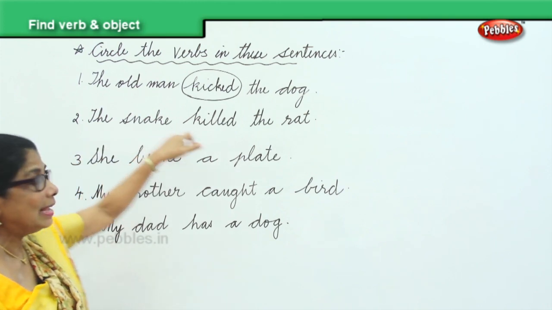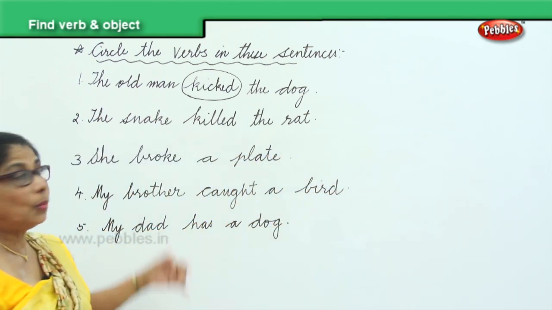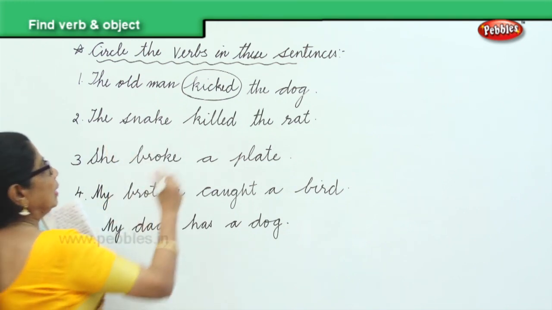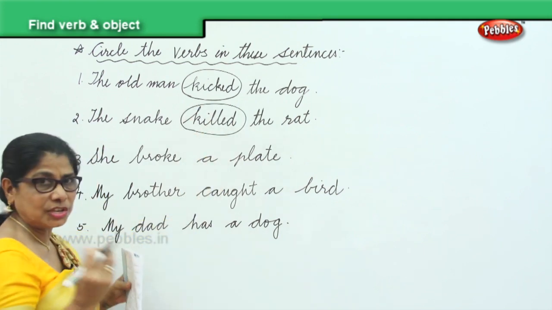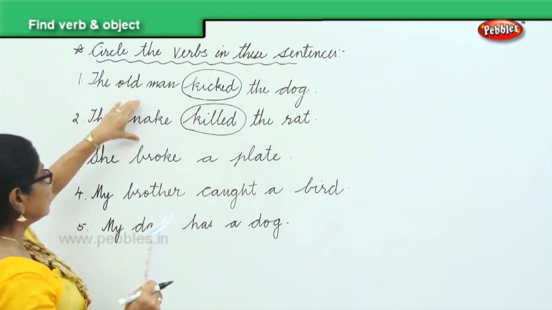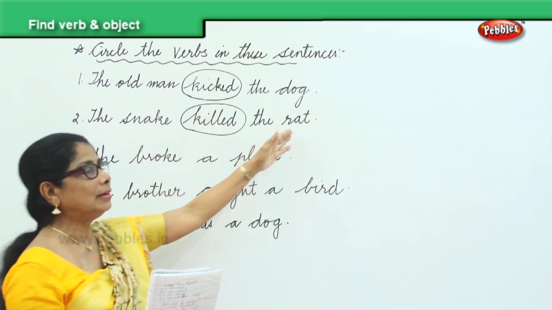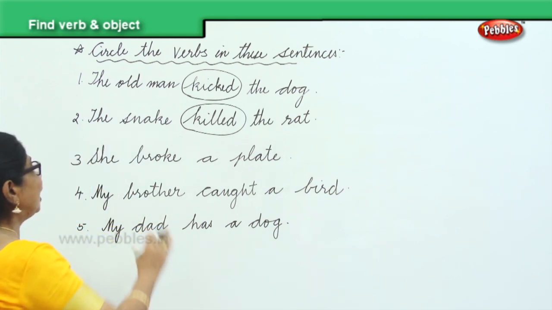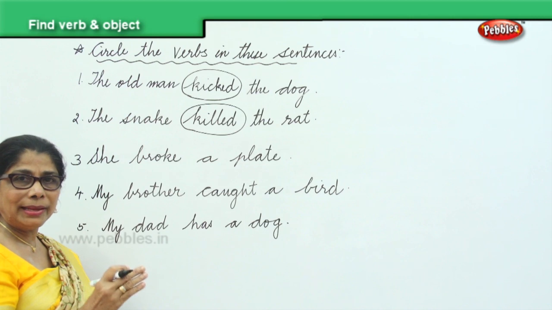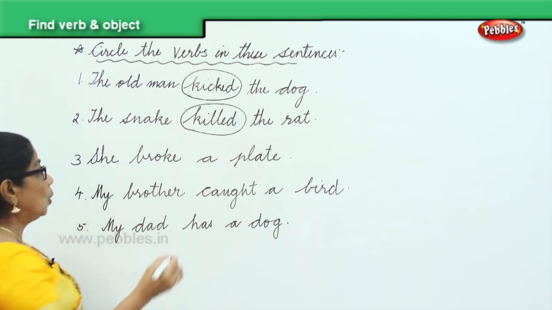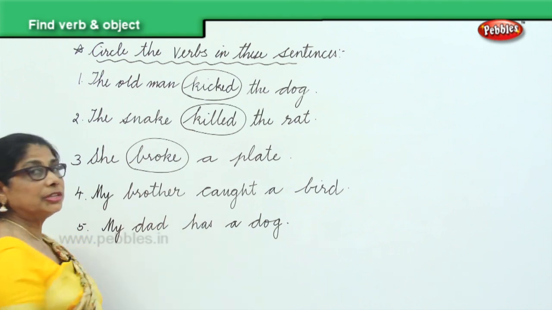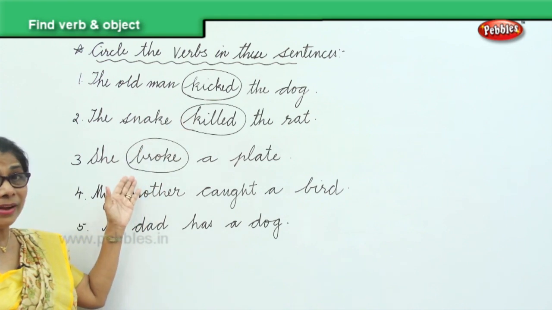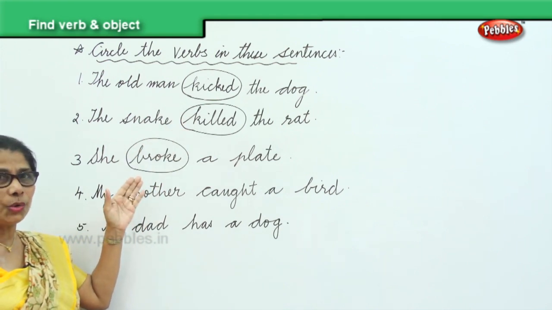The snake killed the rat. What is snake? The subject. What did the snake do? Killed. That's the verb, the action. What action is the subject doing? The snake killed. What is the object here? The object that the snake killed is the rat. Got it? Okay. Next we have, she broke a plate. She is the subject. What did she do? She broke. What object did she break? The plate. So you know how to identify the verb, the action that's going on.